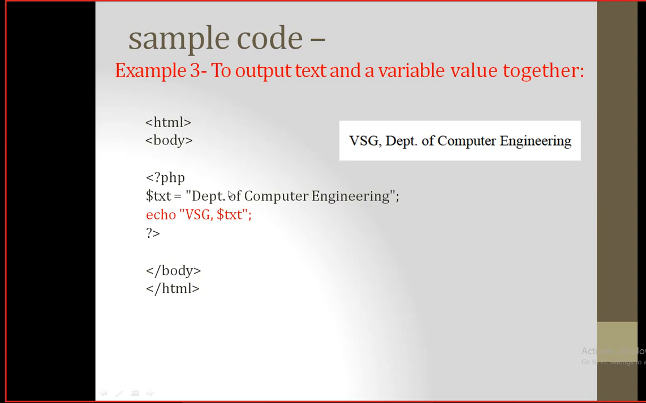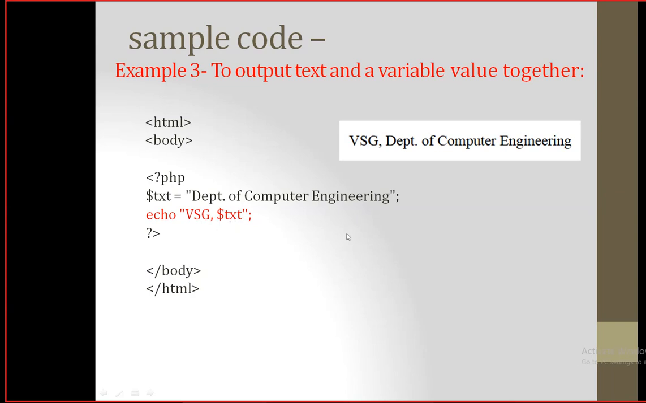How do we use a static text with some variable value together? So we have a variable txt which carries the value department of computer engineering, and we have echoed some static text with the variable's value. So this is how we can use the variable when we are printing its value.